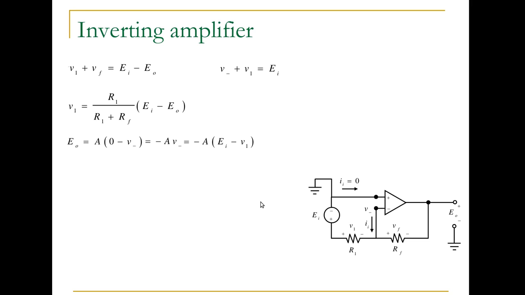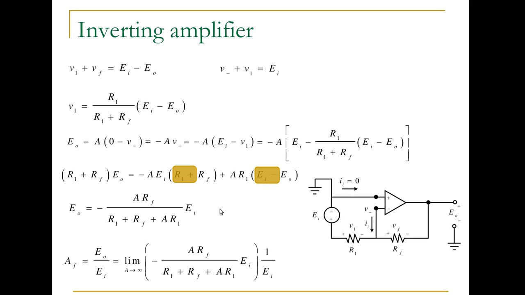The same analysis, based on the principle that there's no current flowing into the terminal and the voltage at the terminals is identical, yields that the gain for the inverting amplifier is negative RF over R1. So in this case, we can have gains less than 1. And a range of gains is good for different applications and for adjusting the bandwidth, etc.